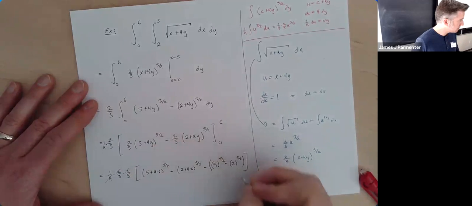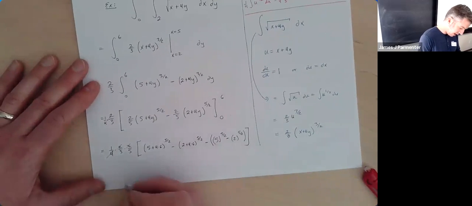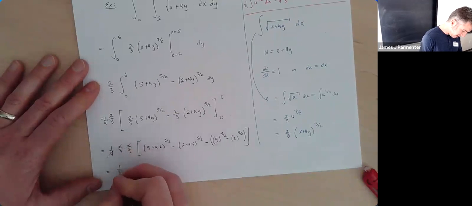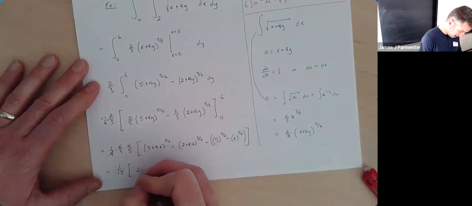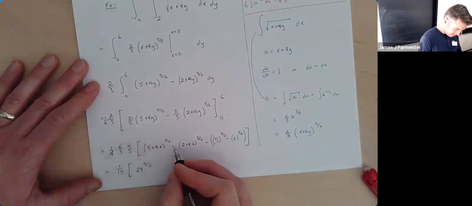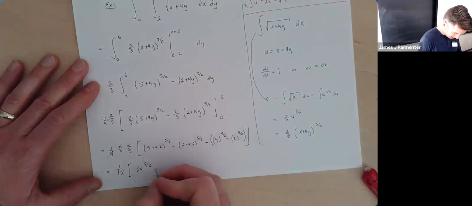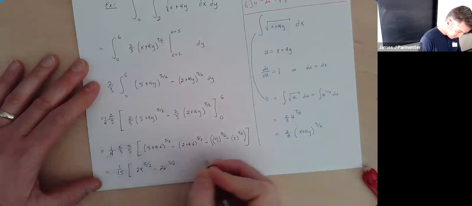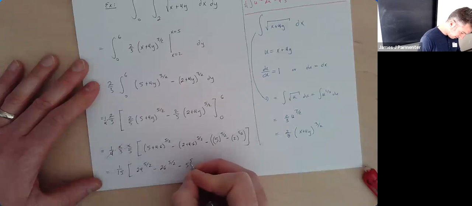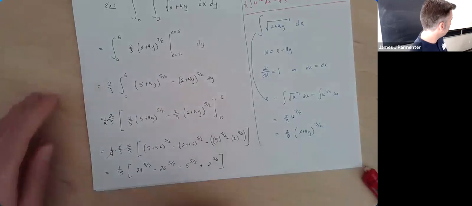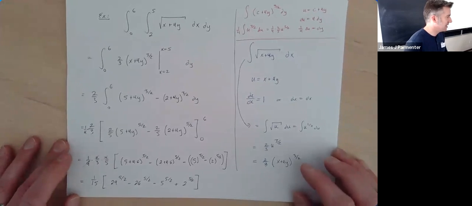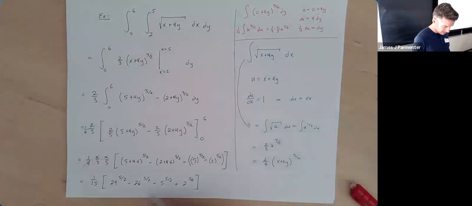It's kind of gross. If we simplify this one more step, we're going to get 1/15 times 5 plus 24 is 29 to the 5/2, minus 2 plus 24 is 26 to the 5/2, minus 5 to the 5/2, plus 2 to the 5/2. So it's kind of the stupidest answer I may have ever seen, but it's fine. None of these simplify nicely, right? None of those are nice square numbers. It's just going to come out weird.